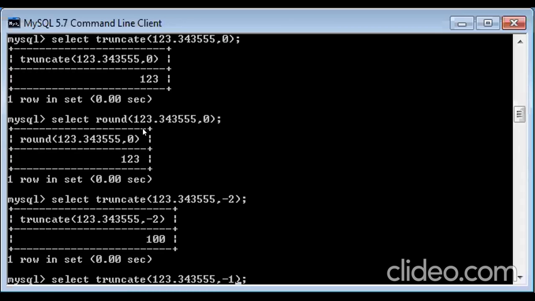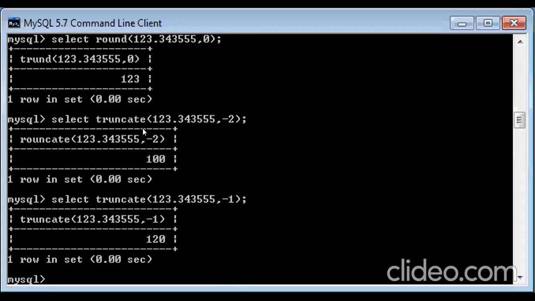120. The answer will be 120. And what would be the answer in case of round? Since we are discussing truncate, we should also discuss round because they are quite confusing to one another. So what will be the answer in this case? -1.